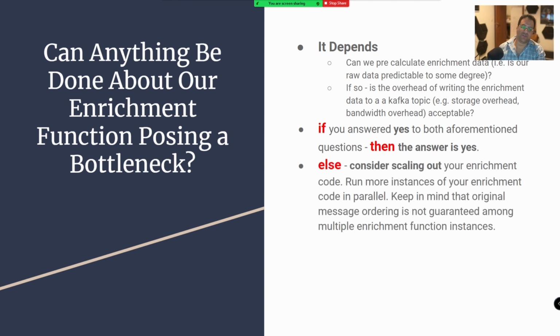If not, then we need to consider scaling out our enrichment code. We need to make sure that we have more instances of our enrichment code running in parallel, and keep in mind that message ordering will not be guaranteed like this, and we will have to reorder messages if we care about the original ordering. And I guess that in most cases we do care about them. But let's focus on the yes. Let's focus on what to do if we can pre-calculate enrichment data and we can suffer the overhead of enrichment.